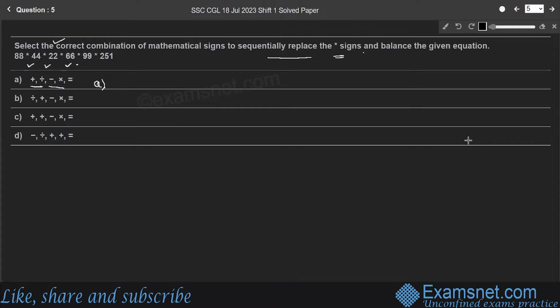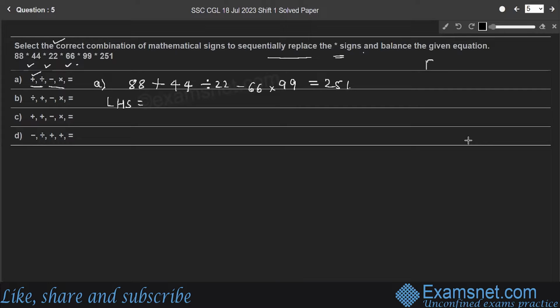So, here option A. 88, in place of the first asterisk, place plus, 44 divided by 22, minus 66 into 99 is equal to 251. So we need to check whether LHS, left hand side, is equal to right hand side or not. So consider the left hand side.